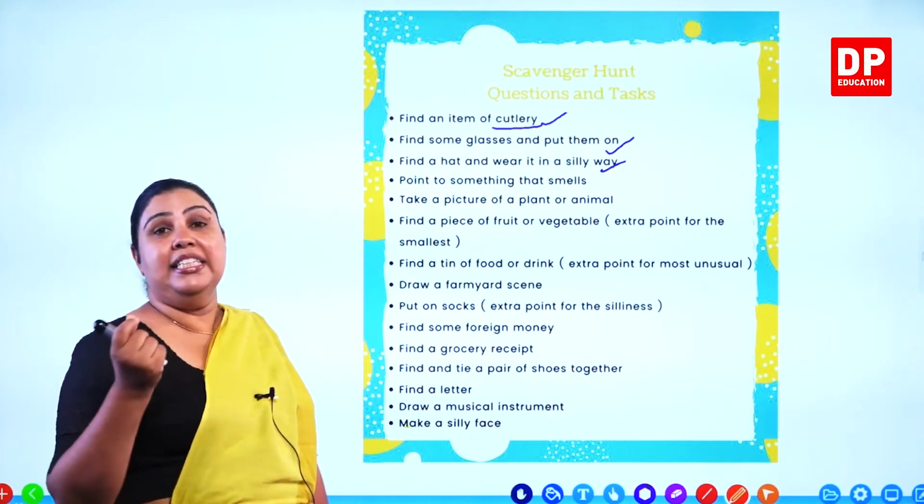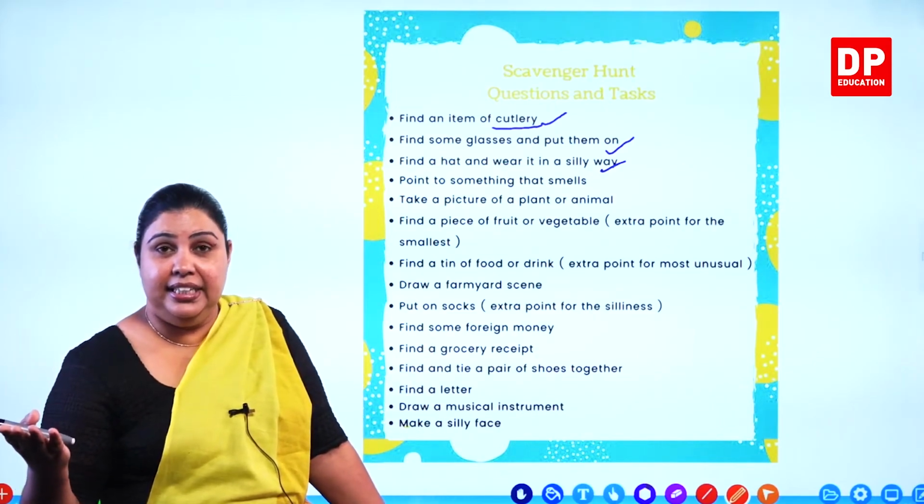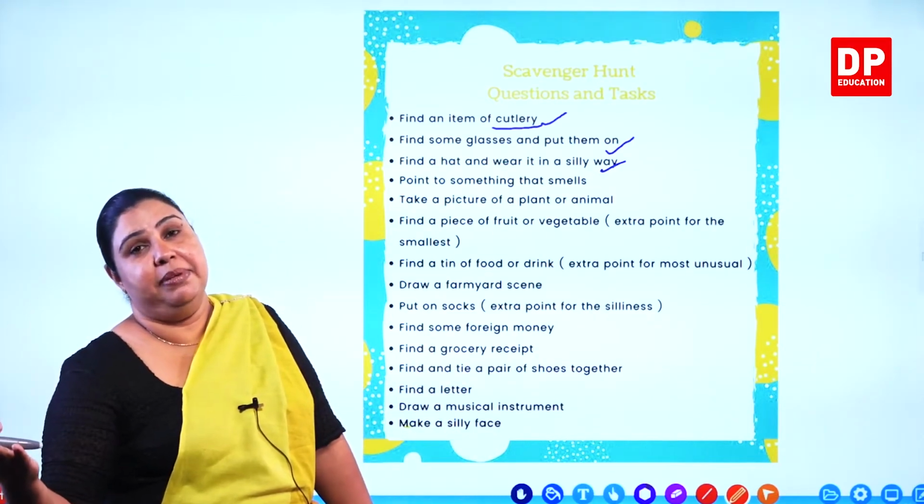Point to something that smells. What are the things that smell? So, now there are things with a good smell and a bad smell as well.